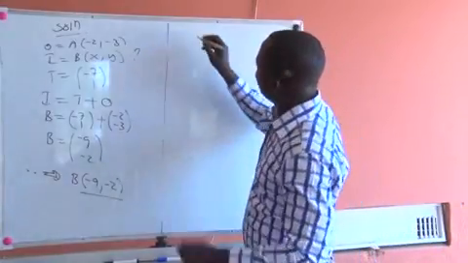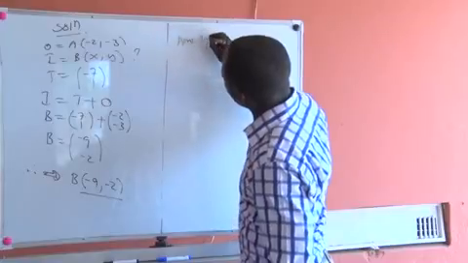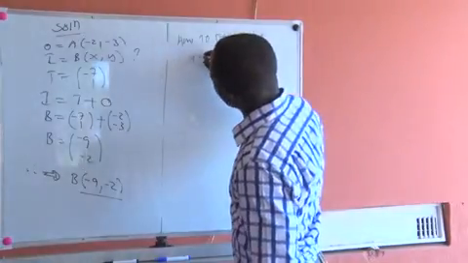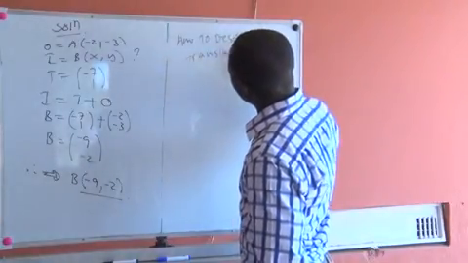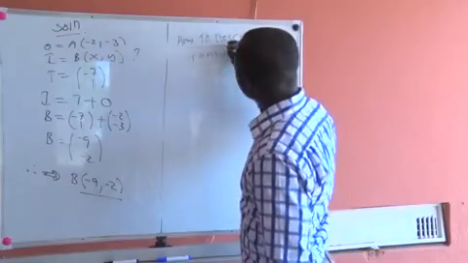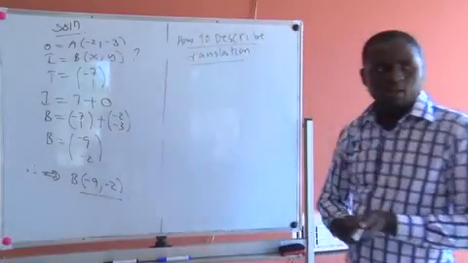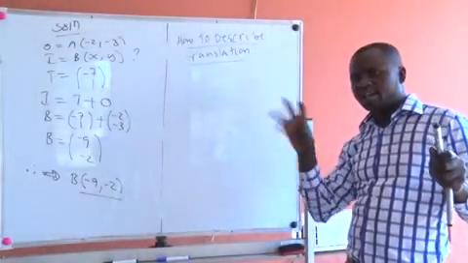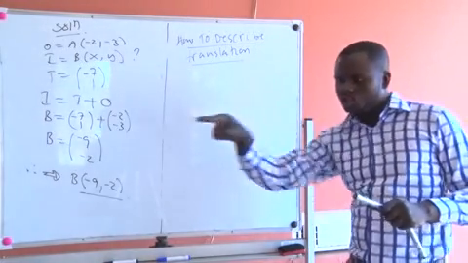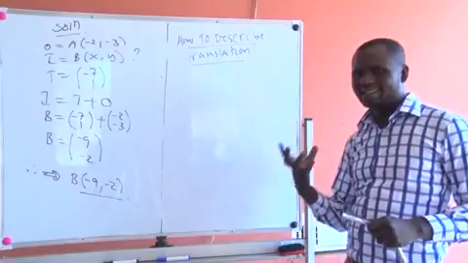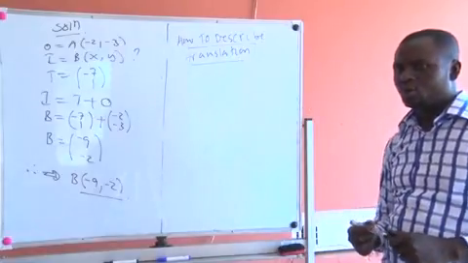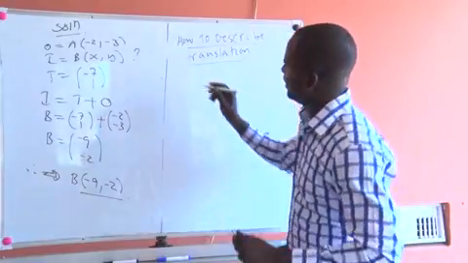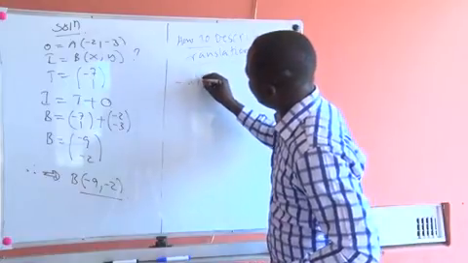Case number 3 is how to describe translation. In the exam, when you plot triangles or rectangles or any shapes on the graph paper, how are you able to tell that this is translation? Mostly with translation, there are properties that you must know. Once these properties are known, automatically you can describe any translation.